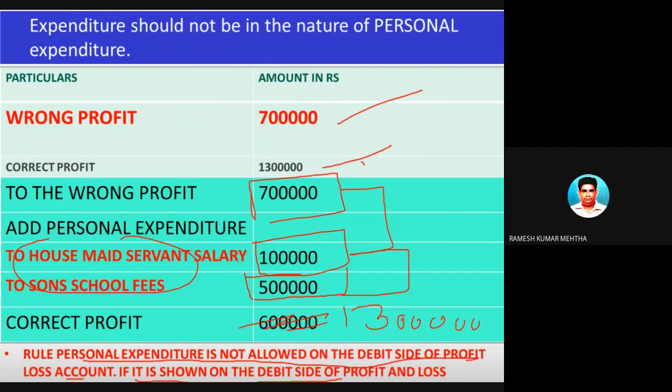So capital expenditure and personal expenditure are expenses which are not allowed to be shown on the debit side of profit and loss account, and should be added back to profit. Hope you have understood it.